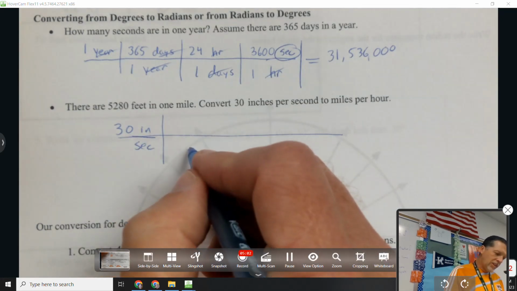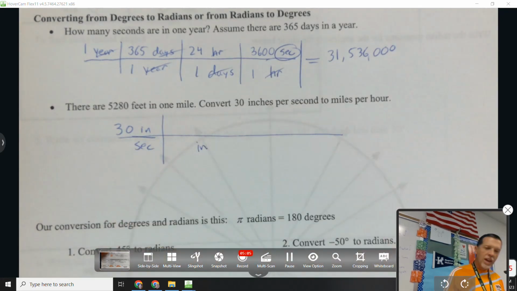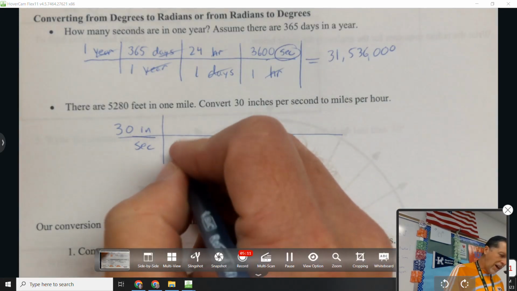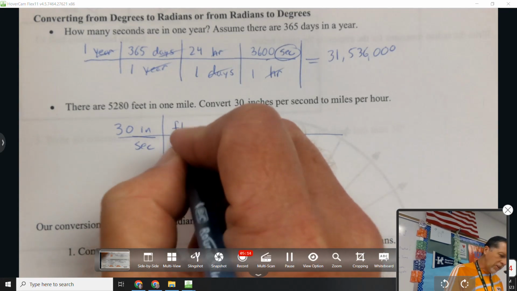Let's see, inches. I want the inches to go away, so I need the inches in the bottom. I'd like to get to miles, but I don't know how many inches are in a mile. I do know there's 12 inches in 1 foot, though.